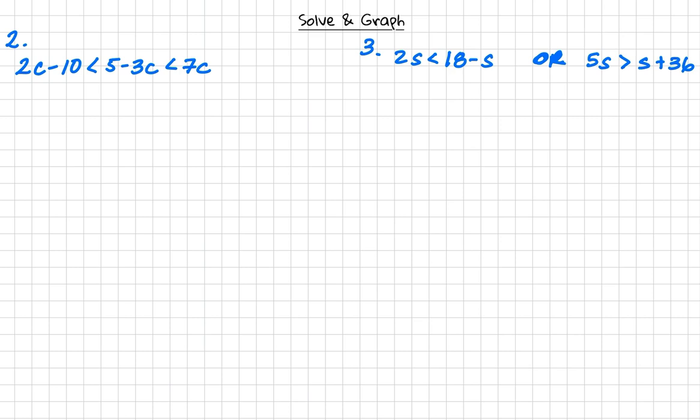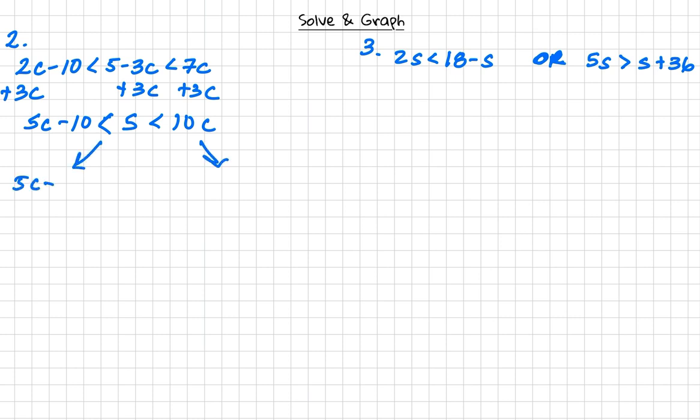So let's solve it. We're going to add 3c to both sides. We end up with 5c. Let me make it smaller for space. 5c minus 10 is less than 5, which is less than 10c. Now we need to separate the situation. So we're going to go here and here. So we have 5c minus 10 is less than 5. And then we have 5 less than 10c.